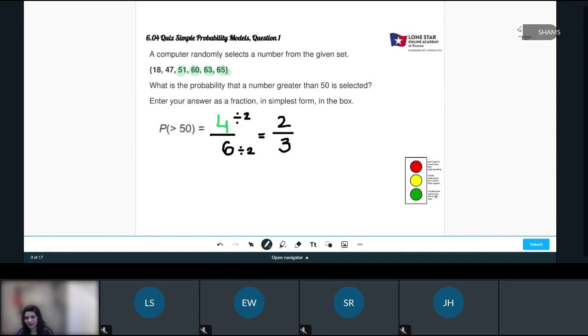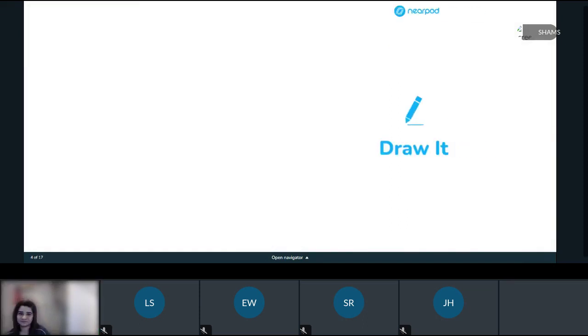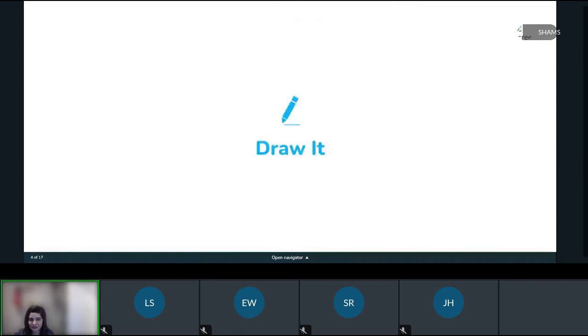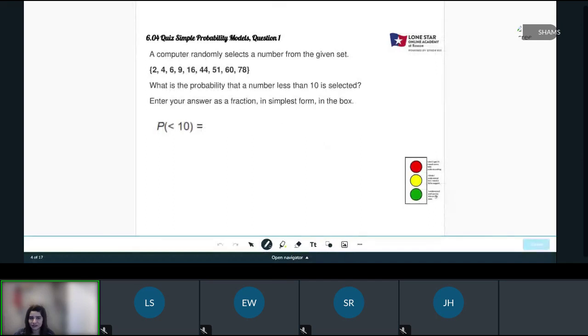Second variety of question 1 is right here. It says, same question, there's a given set of numbers. A computer will randomly select a number from the given set. What is the probability that a number less than 10 is selected? Number less than 10. 2 is less than 10, 4, 6, and 9. These are numbers less than 10.